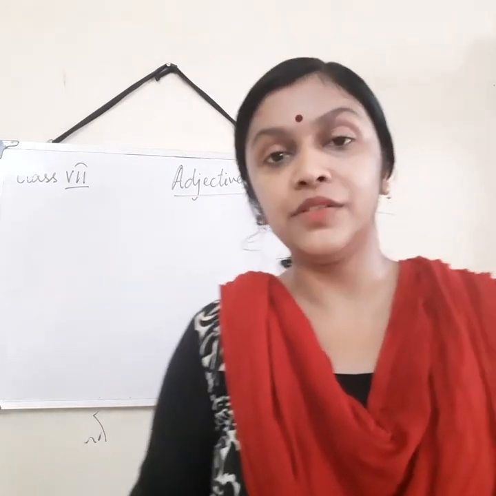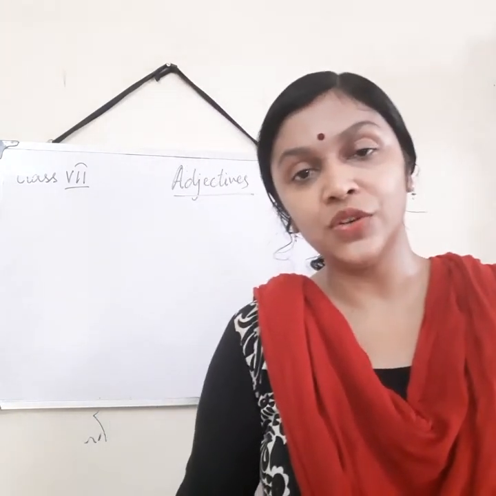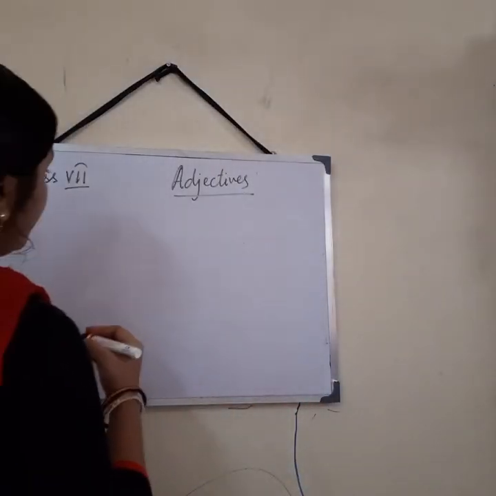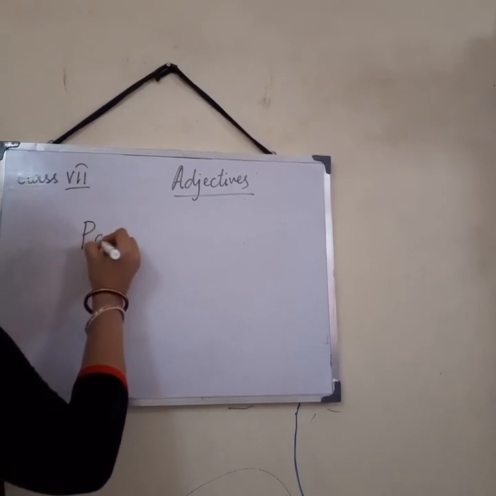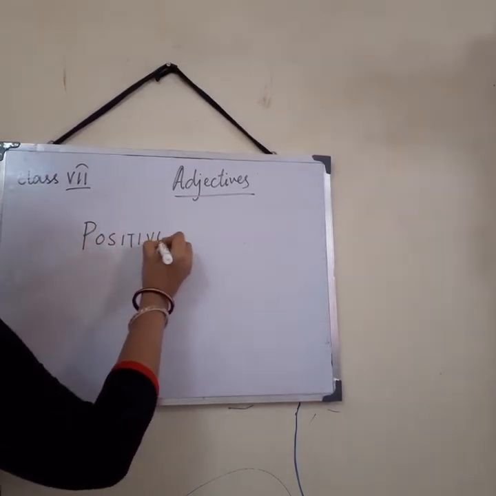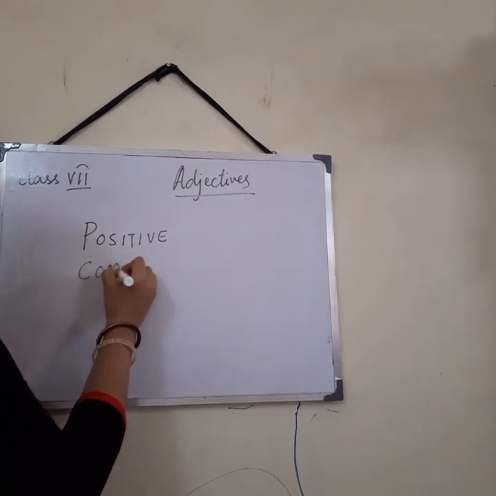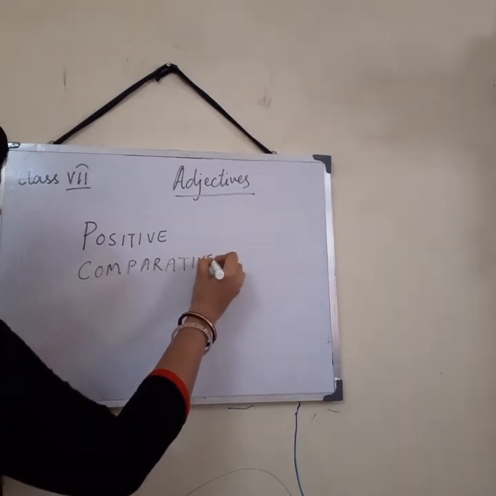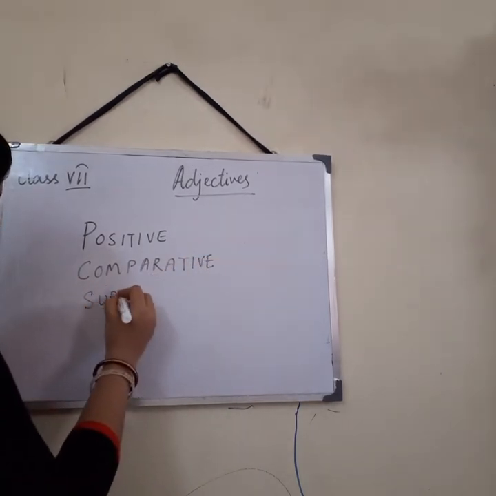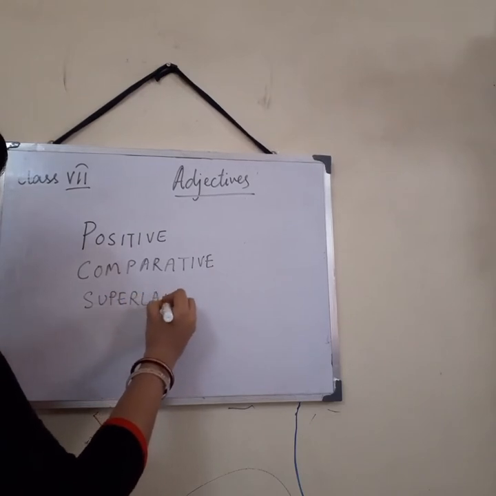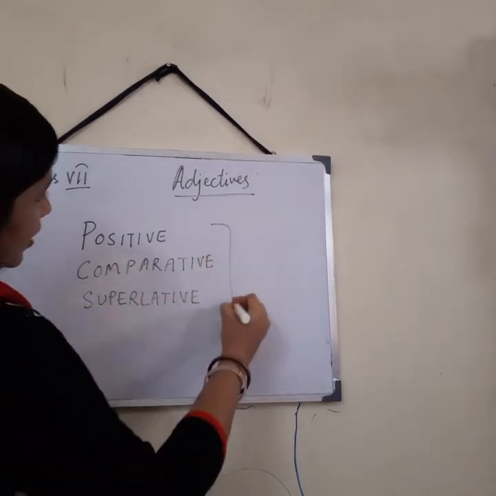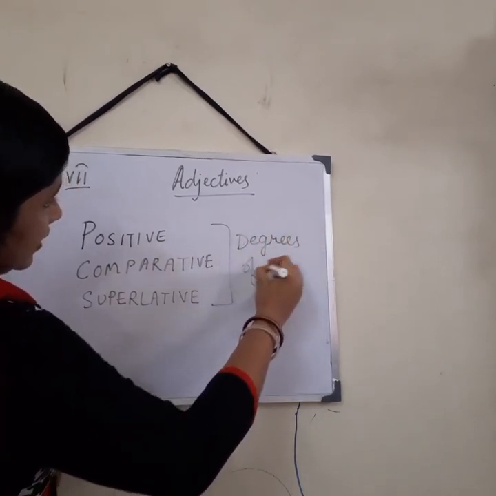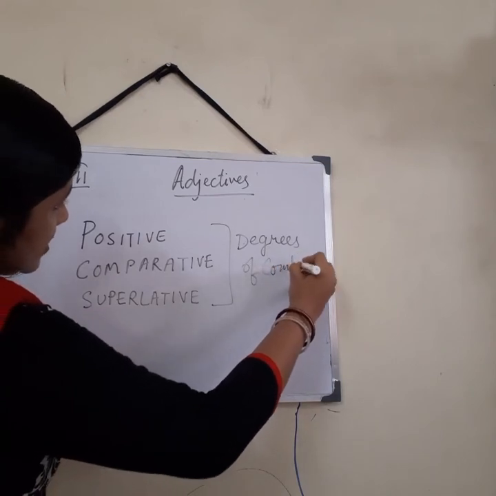Today we would be doing degrees of comparison from the chapter adjectives. All of you know what the 3 degrees of comparison are. We have been studying them from a very young age. So the 3 degrees are positive, comparative, and superlative. These 3 are the 3 degrees of comparison. That means the degrees that we use to compare things.